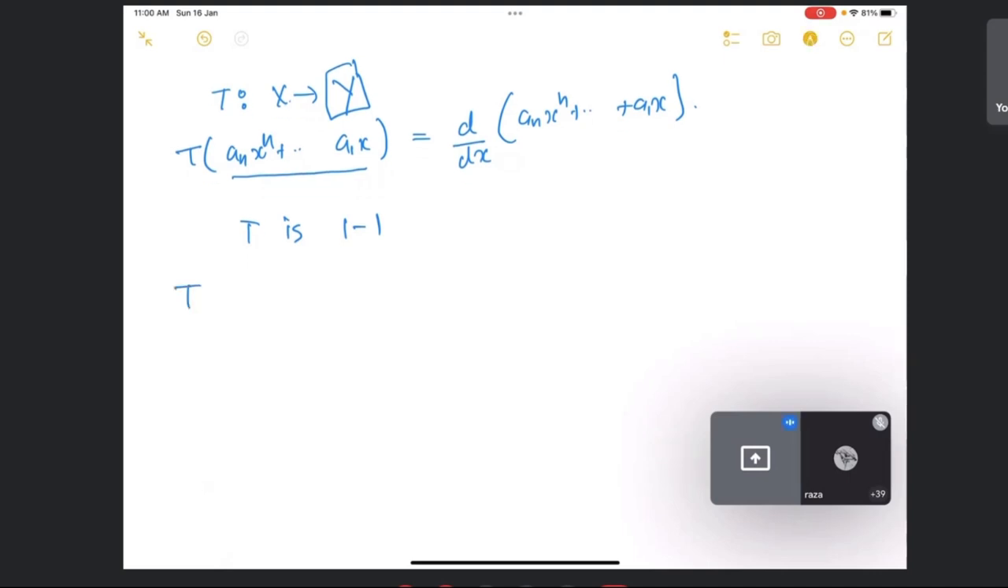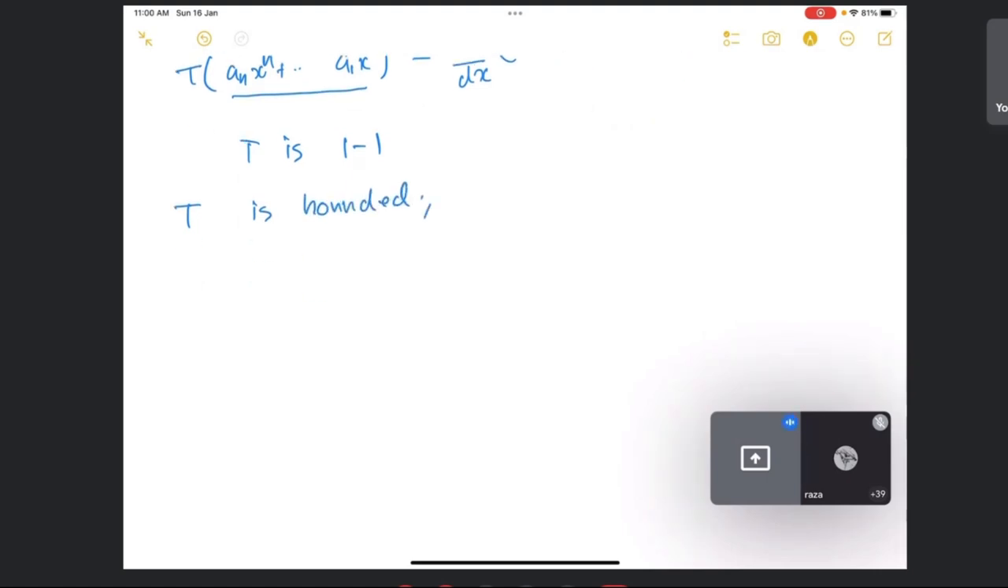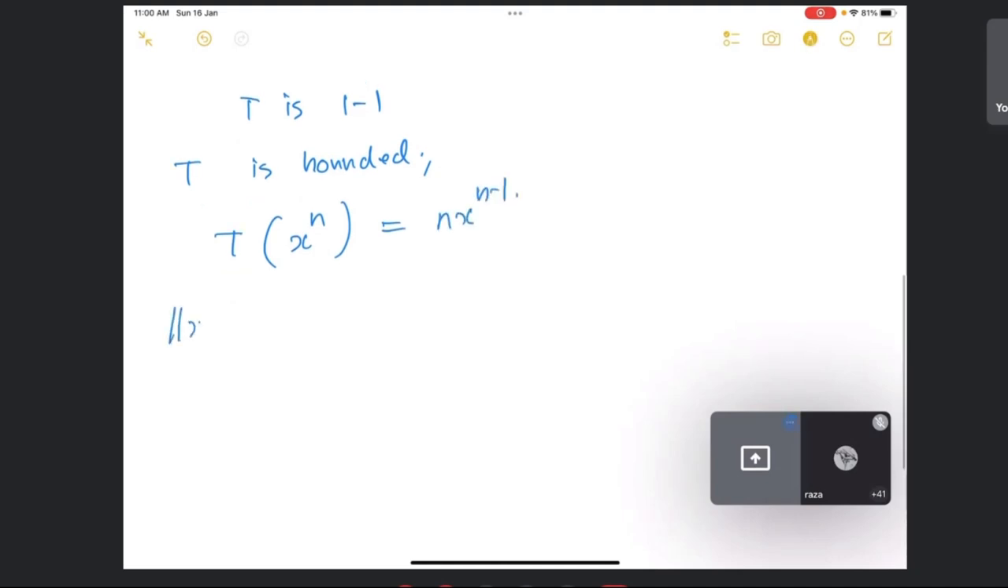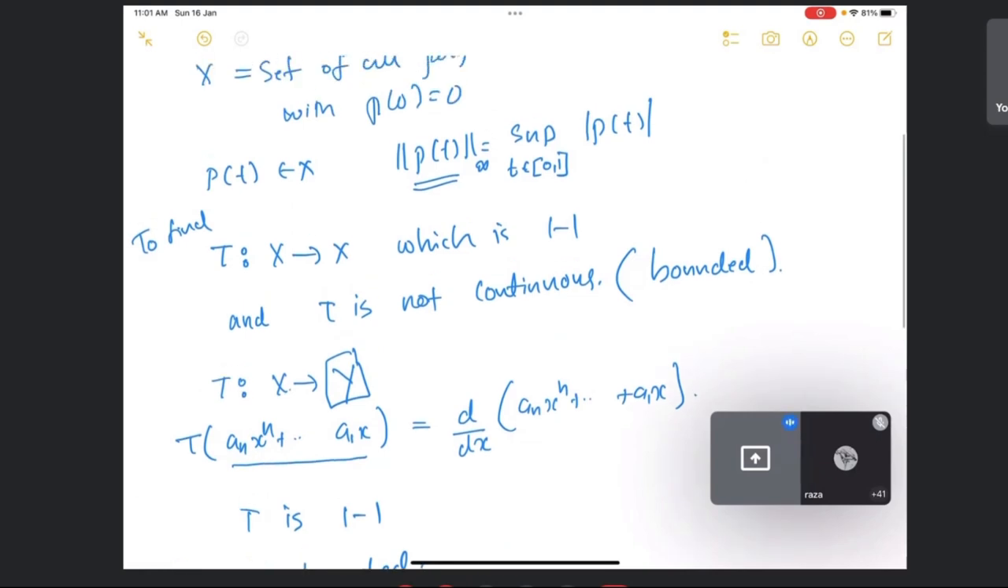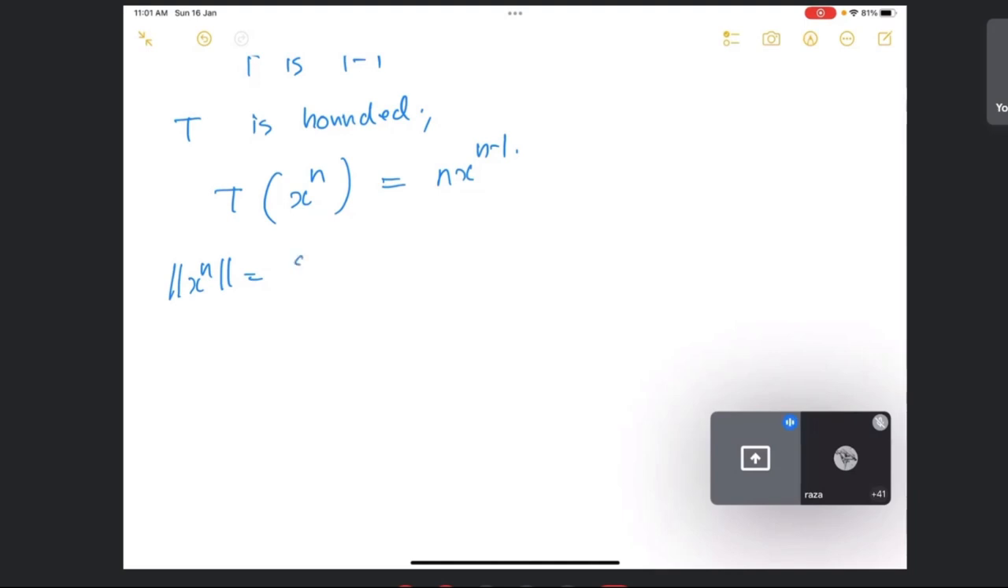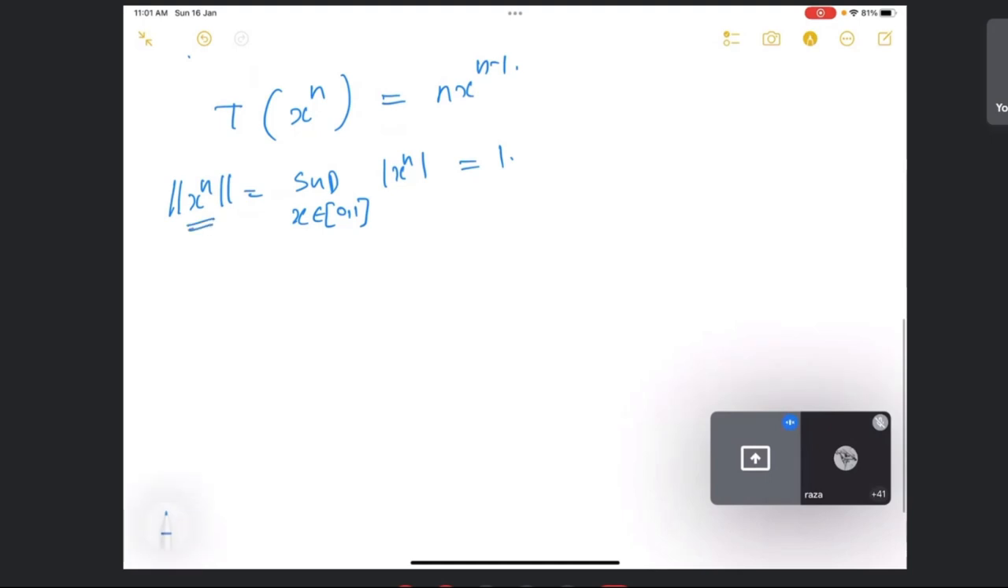Now, why this? The point here I am trying to say is that T is not bounded. And why T is not bounded? Because if you take the polynomial x^n and apply T, you are getting n times x^(n-1). So here, what is the norm of the polynomial x^n? The supremum over x in [0,1] of modulus of x^n, and this will be 1.